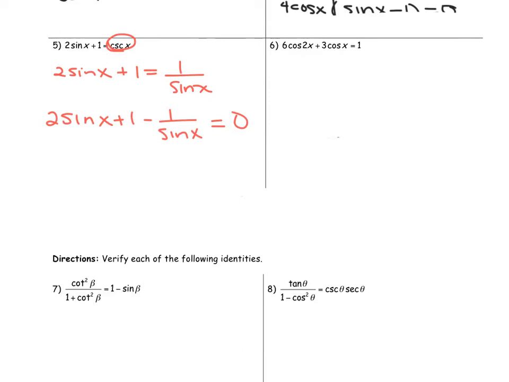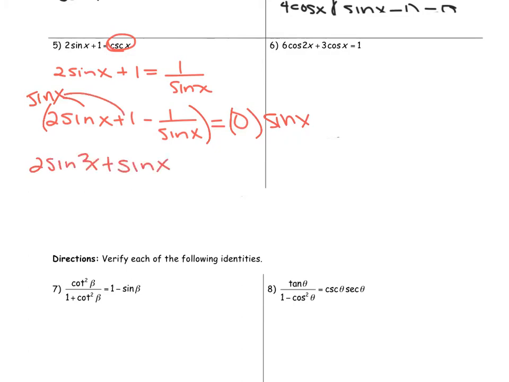But you're probably asking, but wait a second, it's not even quadratic. Why am I setting it equal to 0? Because watch what I can do. If I multiply every single term by sine x, everything gets multiplied by sine x. Watch what happens. I have 2 sine squared of x plus sine x minus 1 equals 0. Now it's quadratic, and you guys know how to solve quadratic functions.